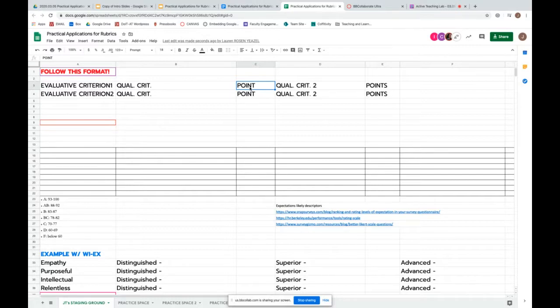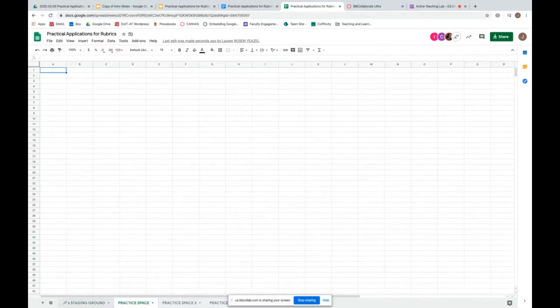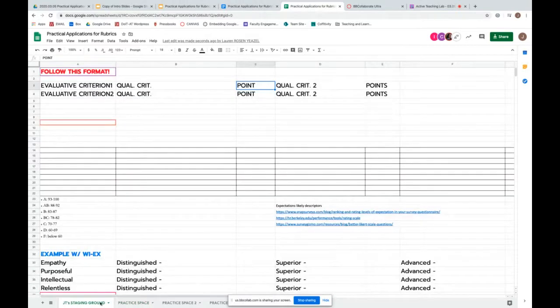So I'll give you a few minutes, maybe 5, to think about what are the actual criteria of a good discussion post, and then to think of what are some of the qualifying criteria, superior, et cetera, and then to assign some point values. If you could do that within this spreadsheet, that would be helpful. At the bottom, I've created some new pages if you would like additional practice space. This is sort of my staging ground, but I will leave this up here as a guidepost to help you with that design process. All good? Lauren, you okay?